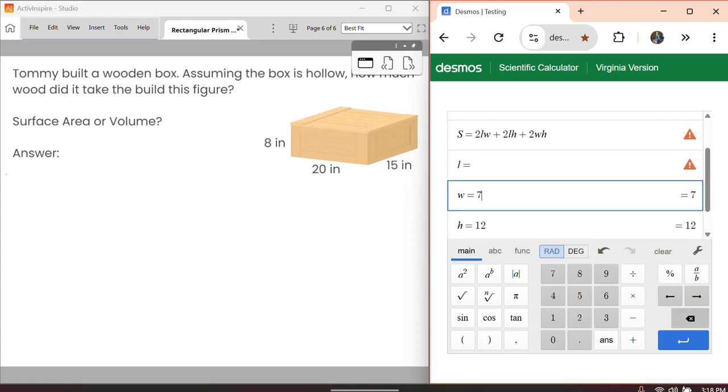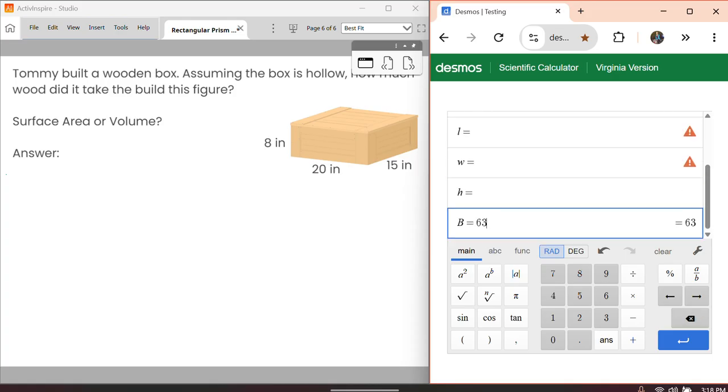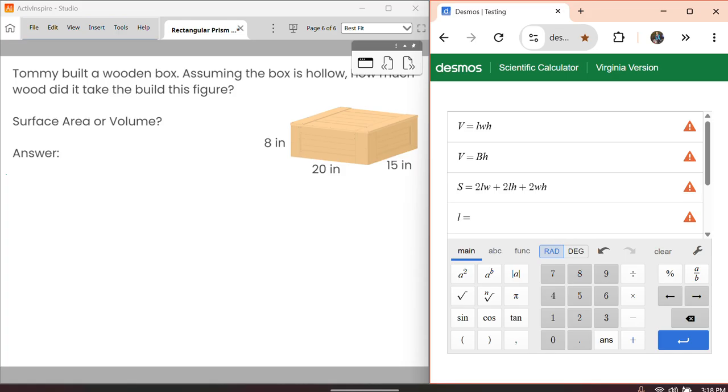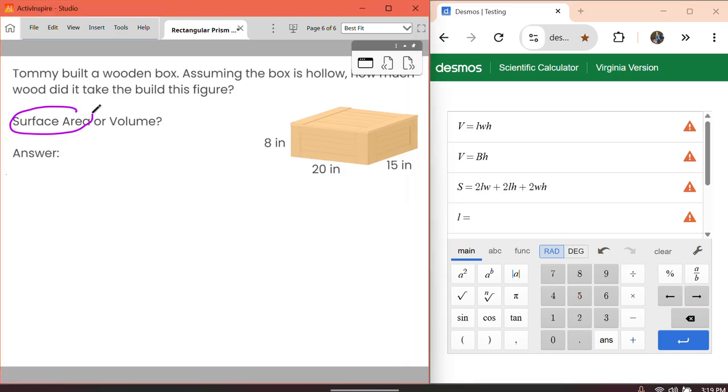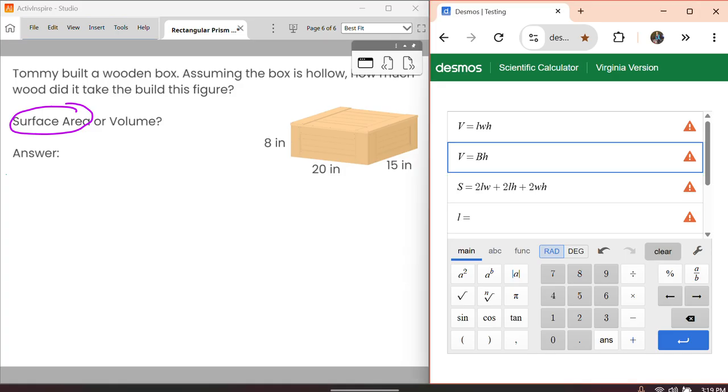Okay, we have one more example. I'm going to just go through and delete all of these numbers. And then let's see what this question is asking for. It says, Tommy built a wooden box. Assuming the box is hollow, how much wood did it take to build this figure? So if we're making the outside of the box out of wood, but we're not putting any wood in the middle, that's surface area. So I'm going to delete these volume formulas. I'm going to get rid of those.